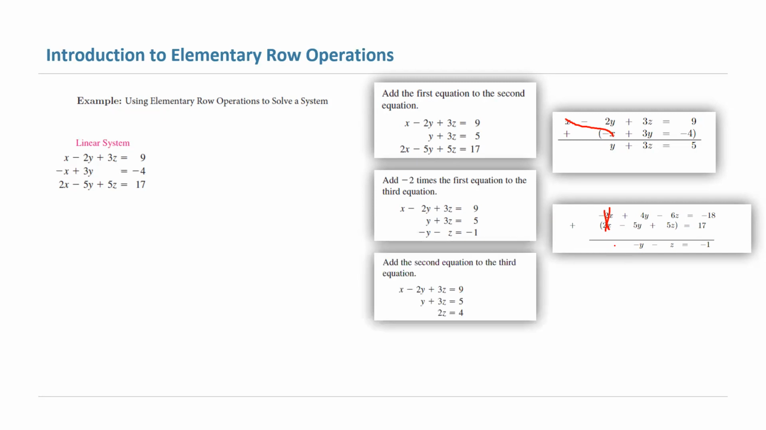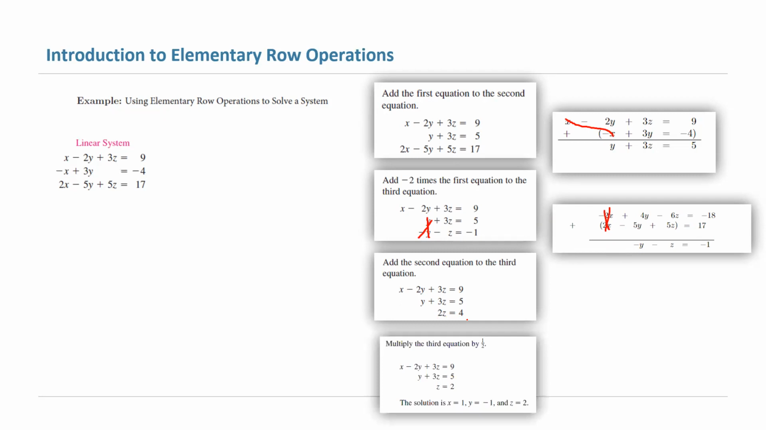Now you can basically add these two equations and get rid of variable y, and you get 2z equals 4. The rest is easy. We're going to divide the last equation by 2. Z becomes 2, and then use back substitution to find y, and then substitute z and y in the first equation to find the values. So as you can see, this system has a unique solution.